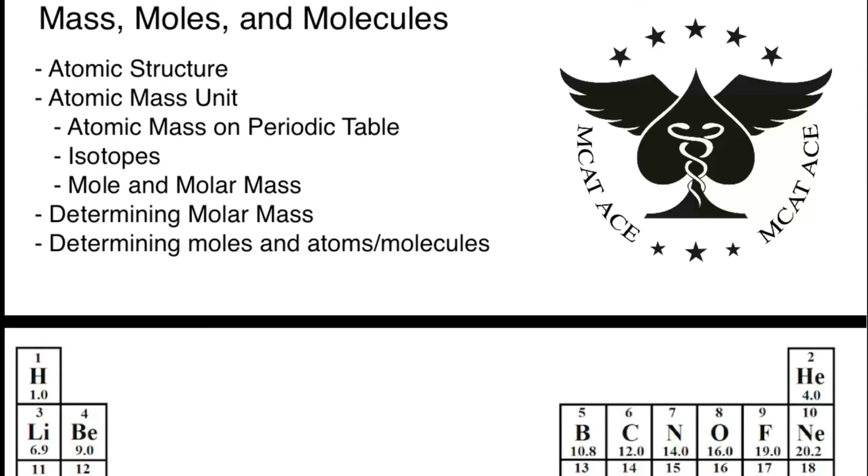And then finally, we're going to talk about determining molar mass. So what happens once I go past a single atom? How do I find the mass of water or glucose or things like that? And then finally, determining the moles or the atoms in a molecule. So this would be sort of taking everything together, where if I have, let's say, 20 grams of water, and I want to know how many individual water molecules I would find in 20 grams of water, that's the type of calculation we're talking about doing there.